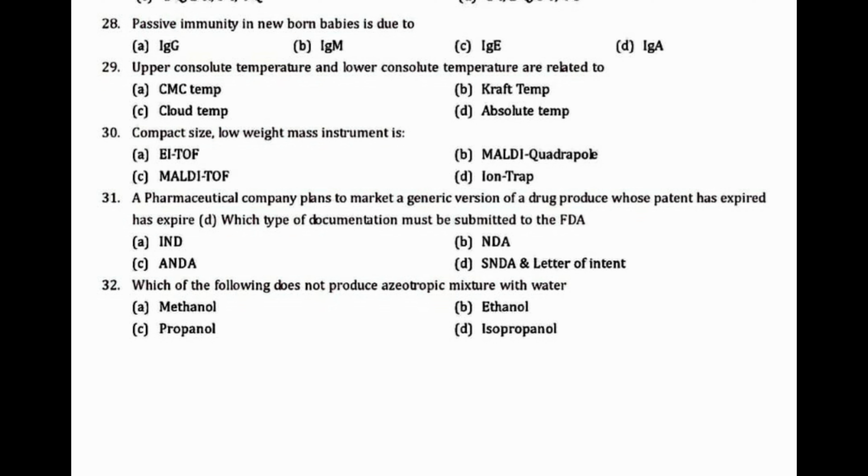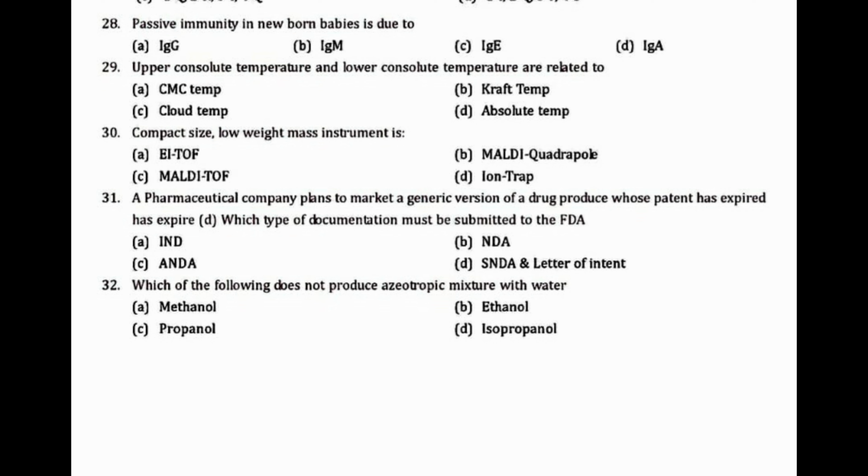Question number 28. Passive immunity in newborn babies is due to: option A, IgG, option B, IgM, option C, IgE, option D, IgA. Due to which immunoglobulin is the passive immunity in newborns? We know that during the last 3 months of pregnancy, antibodies from the mother are passed to the unborn baby through the placenta. This type of immunity is called passive immunity. Which immunoglobulin can pass through the human placenta? That is IgG. So the correct answer is option A, IgG.